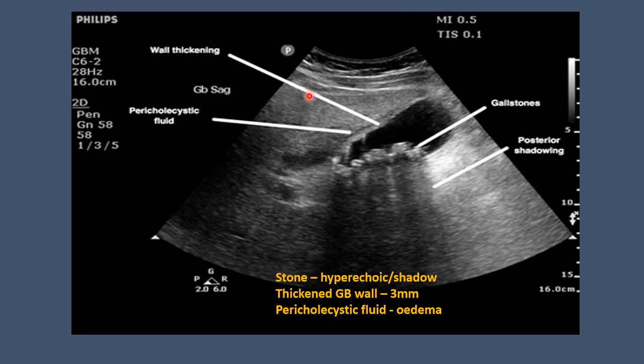This is an ultrasound picture of a gallbladder with gallstones and acute inflammation changes. With these inflammation changes, the thickened gallbladder wall should not be more than 3 millimeters in thickness. You get a pericholecystic fluid here, and a wall that is thickened, and multiple stones casting posterior shadows. So these three are the features suggesting the gallbladder contains stones and the gallbladder is inflamed.